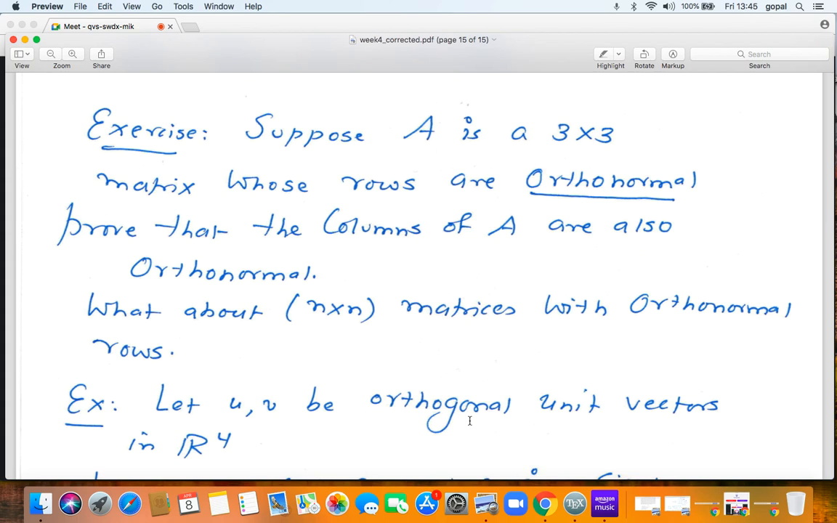Look at A transpose. What is the first column of A transpose? R1 transpose. Let's call R1 transpose as C1, R2 transpose as C2, and R3 transpose as C3.